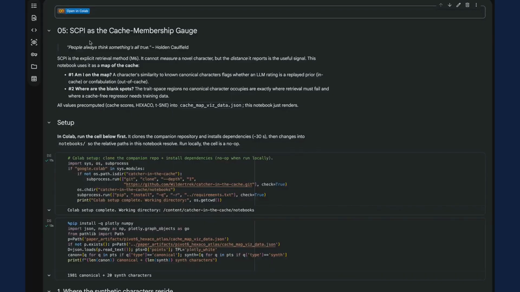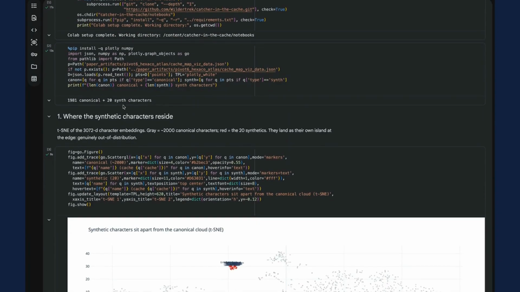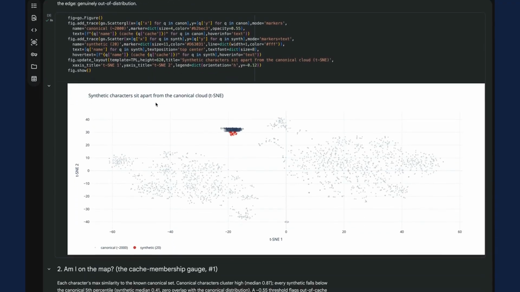Notebook 5 is the cache membership map, the robustness backbone of the whole argument. It starts from 1981 canonical characters, plus the 20 synthetic ones, and it scores every character's text against that corpus to ask one question: is this character in the cache or out of it? The gauge separates them almost completely, an area under the curve of 0.99.